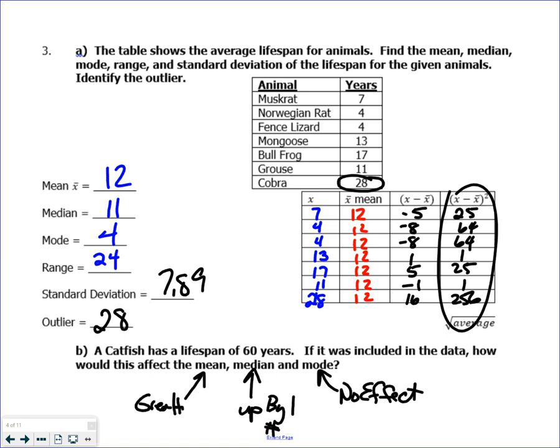Because all of a sudden now you're adding something that is quite older than the rest of them. So the average of the years of the lifespans for these particular animals would change dramatically as far as the mean is concerned.